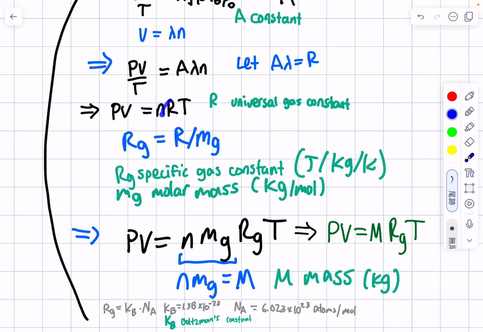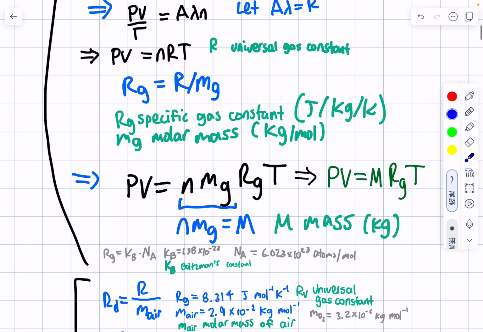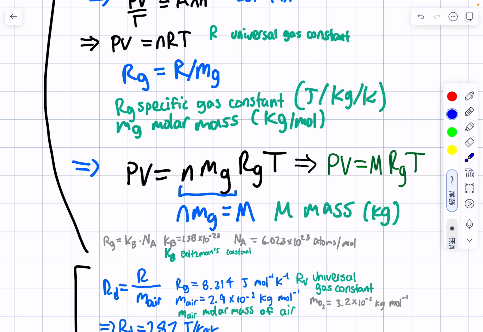However, this is for a general gas. In atmospheric science, we're very interested in a specific gas, not a general gas or an ideal gas. So while still assuming that it is ideal to get this equation, we can then say that the specific gas constant Rg, where g stands for gas, is equal to the universal gas constant R divided by the molar mass of that gas. And we can then multiply by mg on both sides to get R is equal to mg Rg.